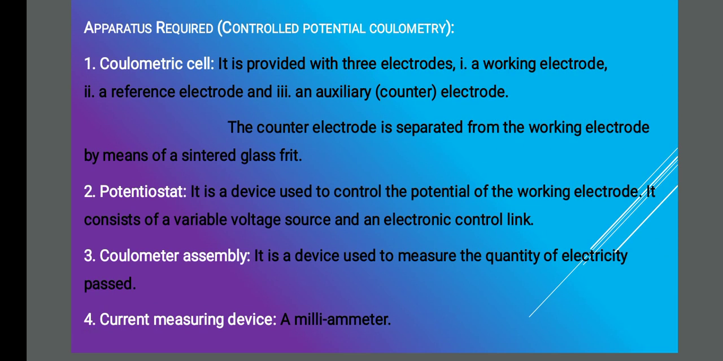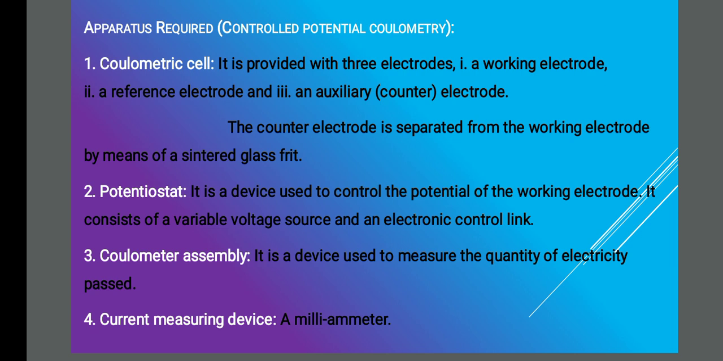Coming to the apparatus setup, the components present in controlled potential coulometry are a coulometric cell, a potentiostat, a coulometer assembly, and a current measuring device. So these are the four different components of this controlled potential coulometry apparatus. I'll repeat: coulometric cell, potentiostat, then coulometer assembly, then current measuring device. First we can see what is said to be the coulometric cell.